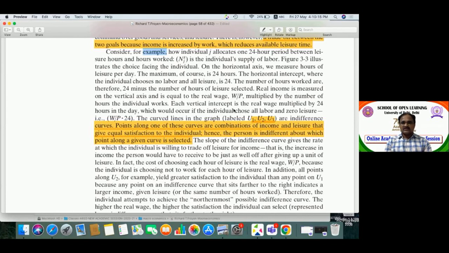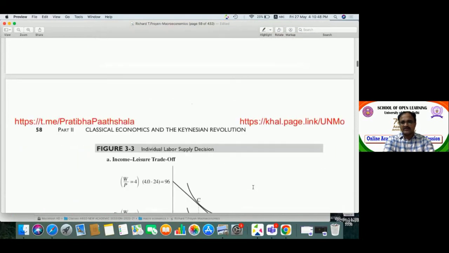Okay, dear students, we are discussing labor demand and labor supply, and here specifically the labor supply curve. Suppose an individual J allocates a 24-hour period between leisure hours and working hours. N_S_J, where N means homogeneous labor, S means supply, and J means the firm or organization. This is the individual supply of labor, shown in figure 3.3. There is a figure here; you can look at it and now understand easily.